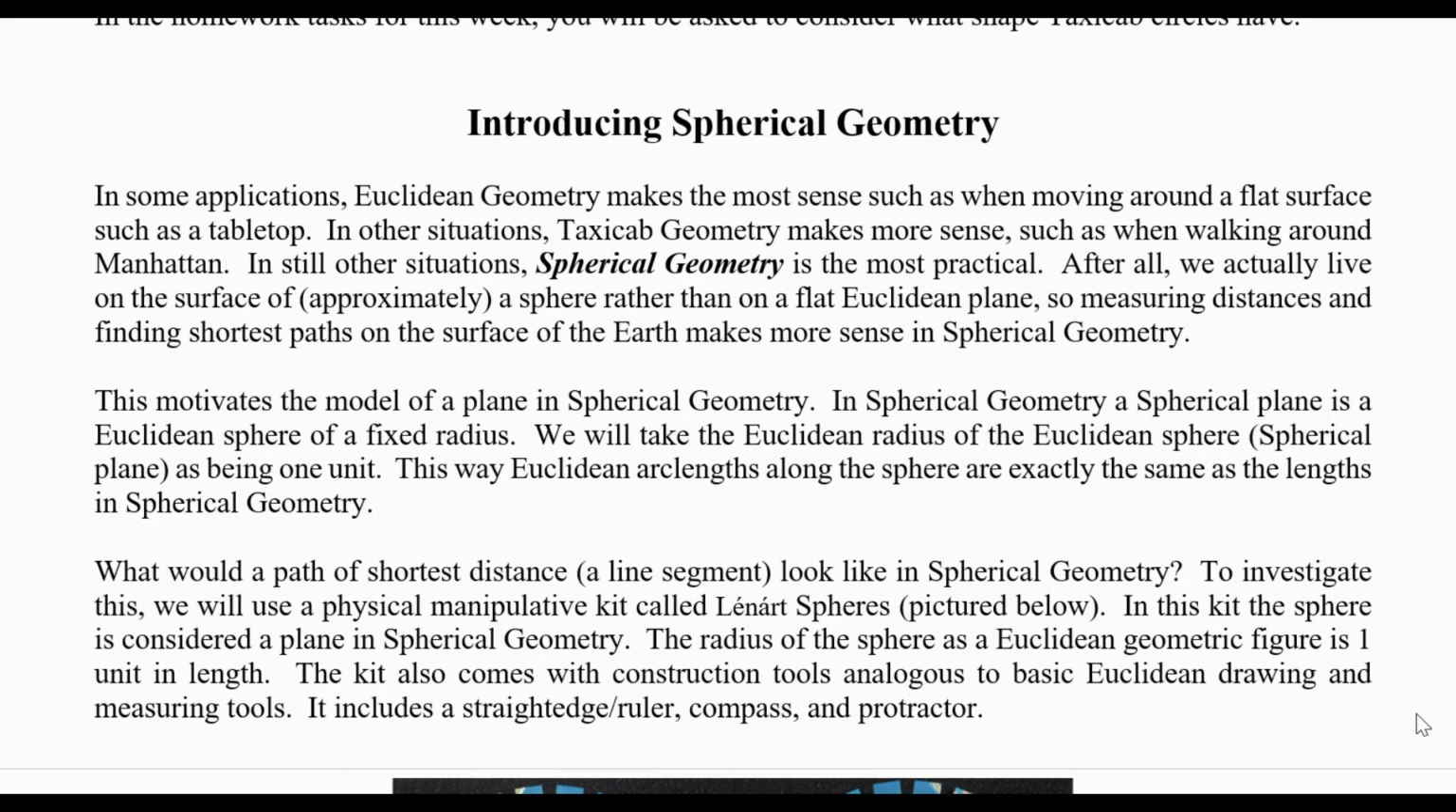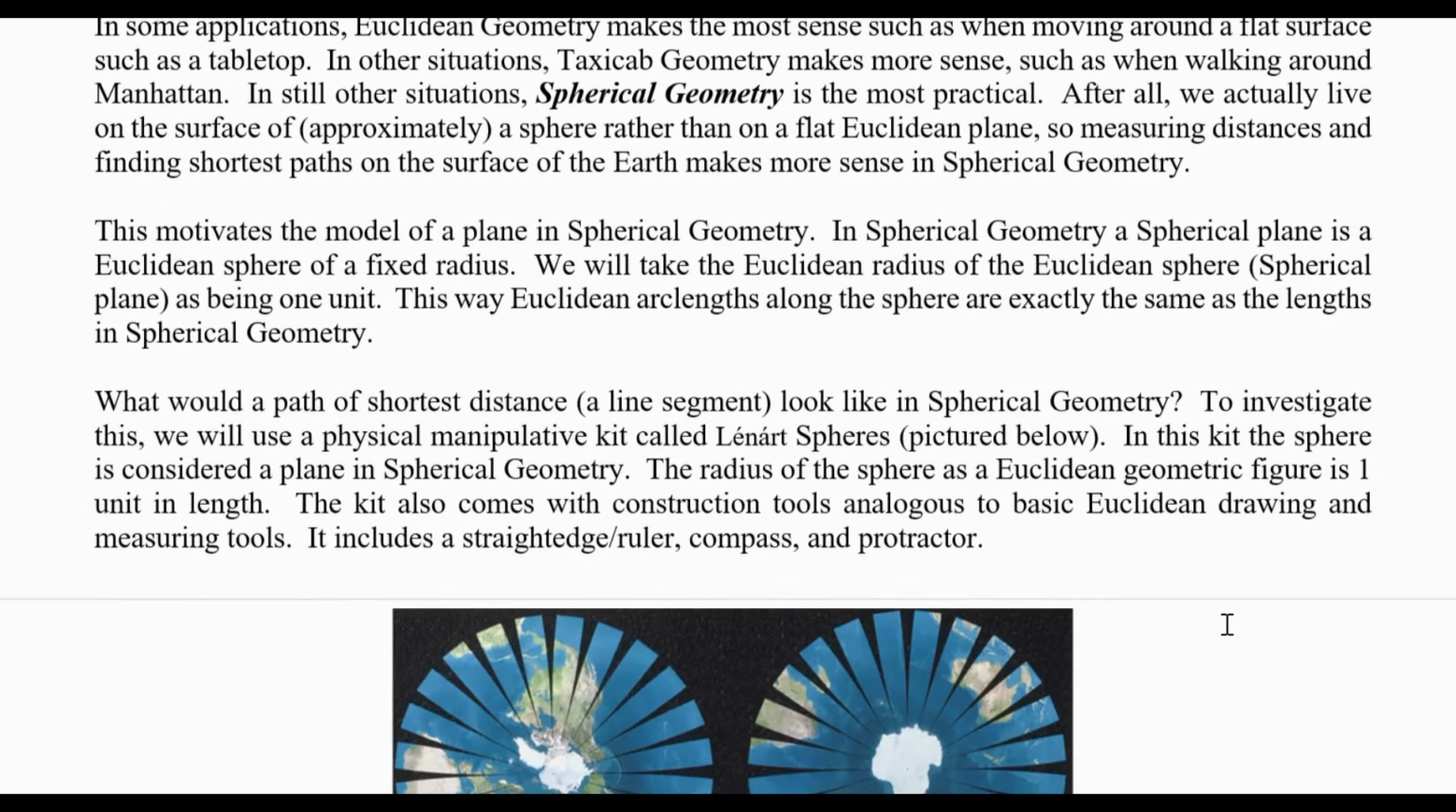So the first question might be, what would be a path of shortest distance? In other words, a line segment. What would that look like in spherical geometry? So to investigate this, we will use a physical manipulative kit called Lenart spheres. And here's a picture of a Lenart sphere kit.